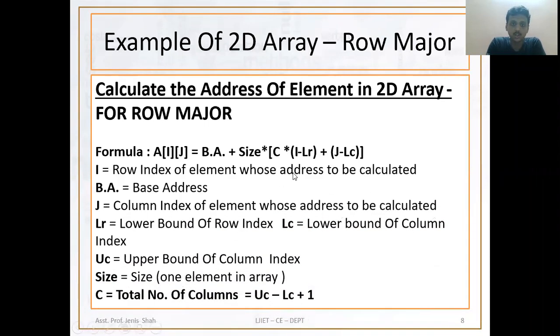C means total number of columns, I means row index, LR stands for lower bound of row, J stands for column index, and LC stands for lower bound of column. LC is the lower bound of column, UC the upper bound of column. If you remember in a 1D array, total number of elements is U minus L plus 1. Same like that, here total number of columns is equal to UC minus LC plus 1.